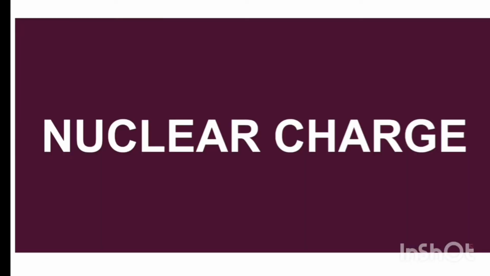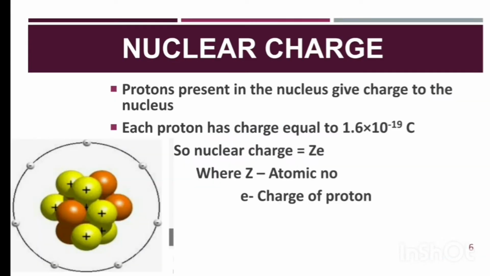First property is the nuclear charge. We all know that nucleus contains nucleons, that is, nucleus contains protons and neutrons. Neutron is neutral and proton is positive. In the figure, protons are yellow colored, which is positively charged, and neutrons are orange colored, which is neutral. So, the overall charge of nucleus is positive.